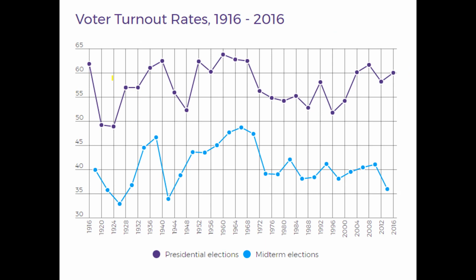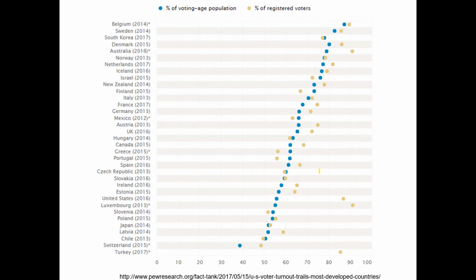Here's the voter turnout rates. In general, we see it hovers around 55% for the presidential elections, and then hovering around 40% or so, a little bit lower than that, for the midterm elections. Comparing with other countries, we see over here the progressively increasing voter turnout among countries. When we look at the United States here, fairly low down on the list, around 55% turnout.